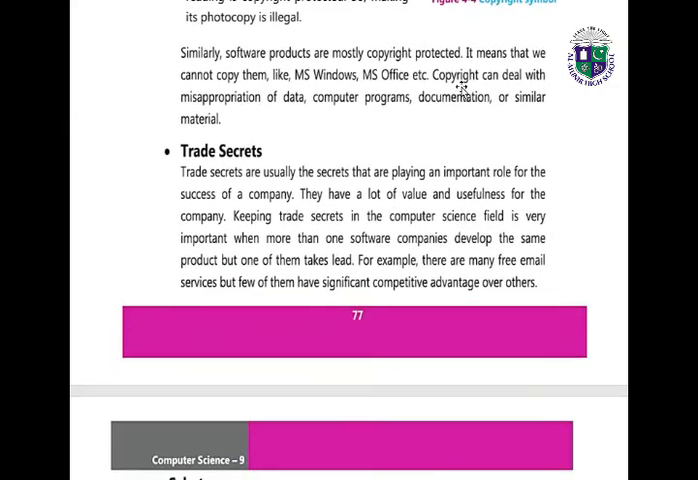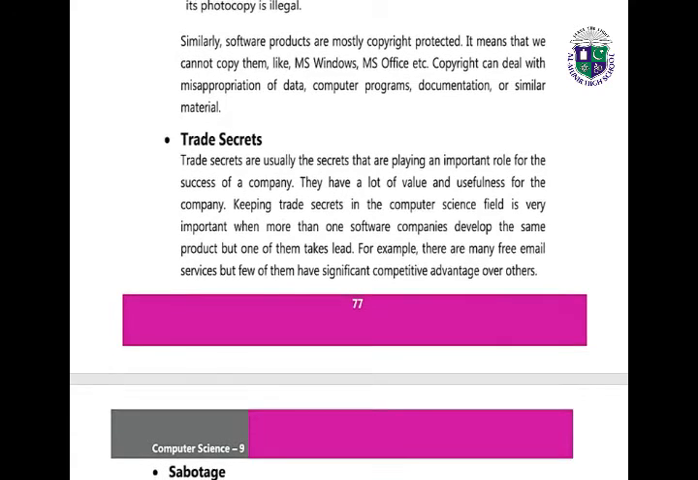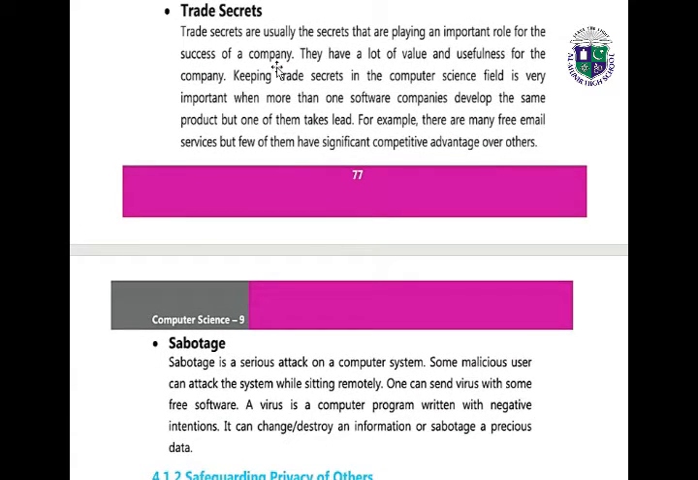Another example is trade secrets. What are trade secrets, students? They are usually the secrets that play an important role in the success of a company. They have a lot of value and usefulness for the company.